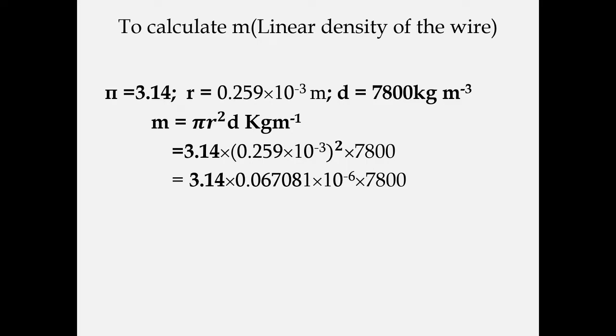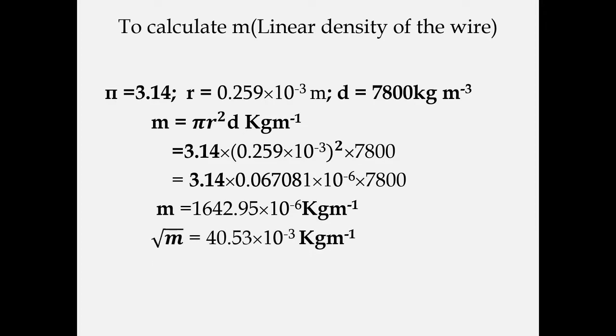Squaring this r, we get 0.062708. 10 power minus 3 the whole square is 10 power minus 6. So multiplying everything, we get m as 1642.95 into 10 power minus 6 kilogram per meter. For this we have to take a square root to get root m. So root m is 40.53 into the square root of 10 power minus 6, which is 10 power minus 3 kilogram per meter. So we got our root m now.